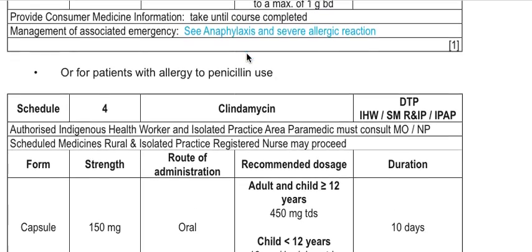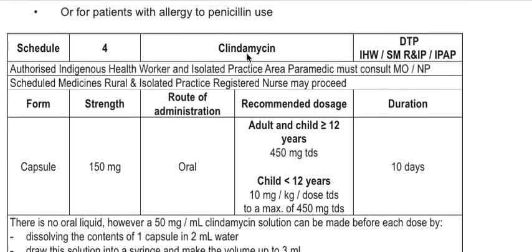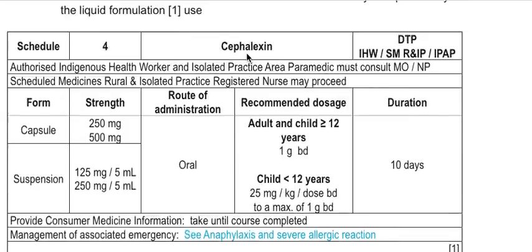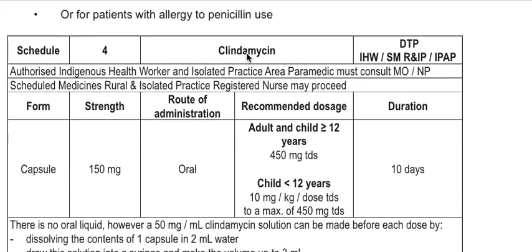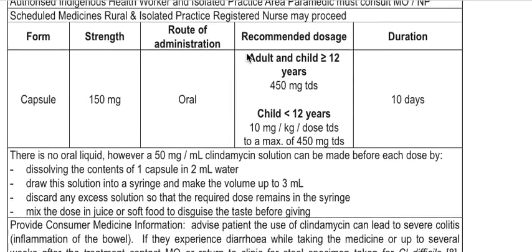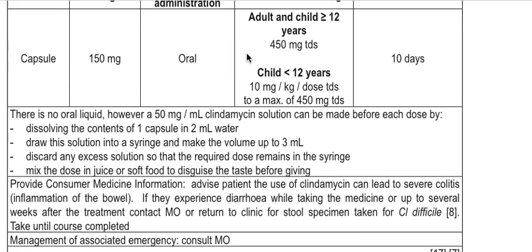Or if there is an allergy to penicillin. Now, I'm not sure how correct this is. I didn't think there was a cross-reactivity between the two. However, this is what it says. Clindamycin, 450 mg TDS for adults or 10 mg per kg TDS for children. There's no liquid, however you can make a solution by dissolving the capsule in water.